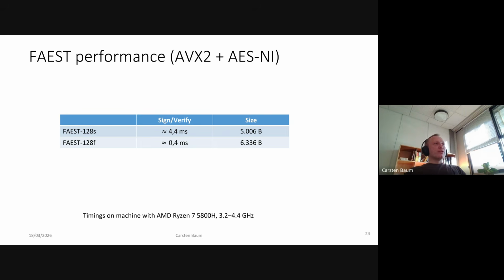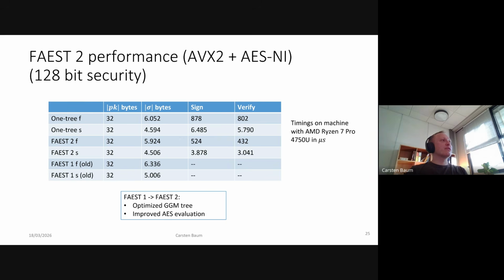So this we turned into, again, a full-blown non-interactive zero-knowledge proof system, which we implemented, and it got us around 5,000 to 6,000 bytes for a signature, and then sign and verify times up to 4 milliseconds. So that was FAEST round 1.